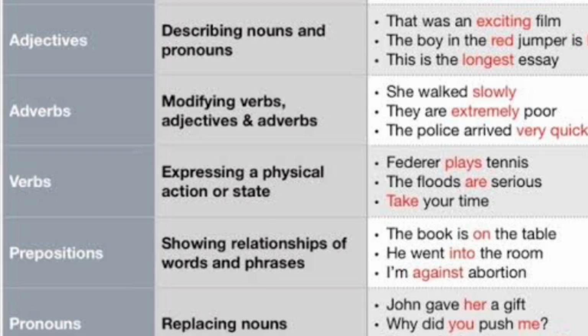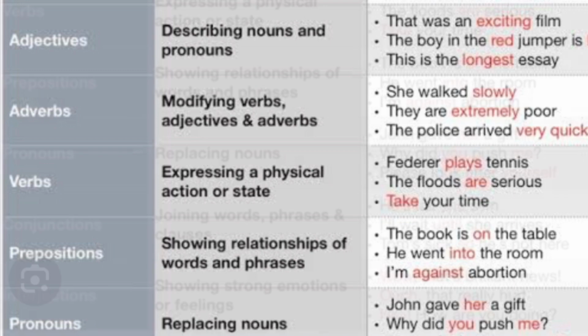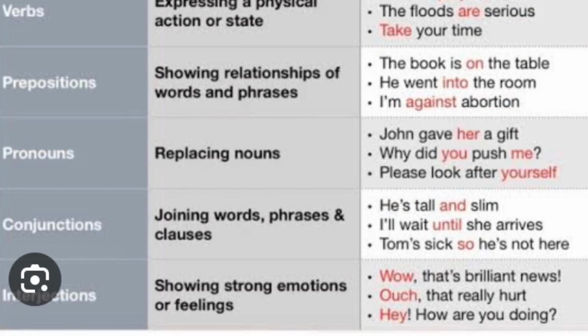Now the next part of speech is preposition. A preposition shows a relationship in the sentence. Like if you see the example, the book is on the table. It is telling where the book is. Or he went into the room. So it gives a relationship or a connection to the words in the sentence.